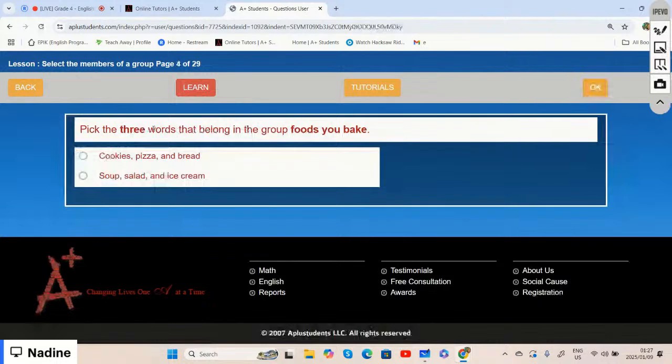We need to pick three words that belong in the group foods you bake. Foods you bake. So food you cook, food you bake. Is it option one, cookies, bread, and pizza? Or option two, soup, salad, and ice cream?